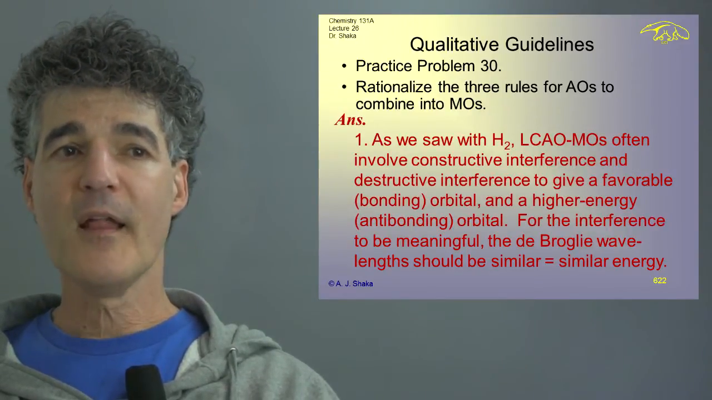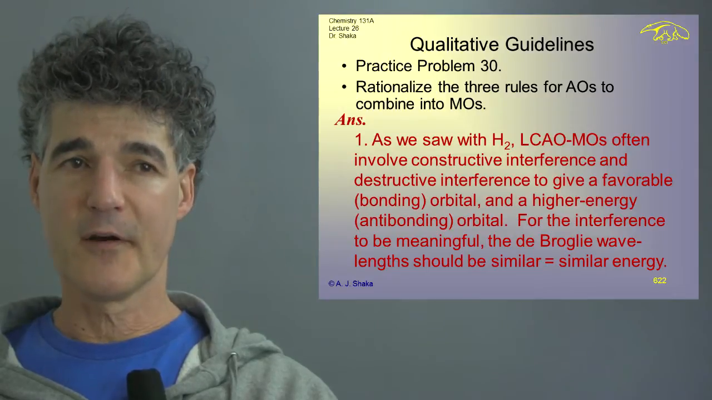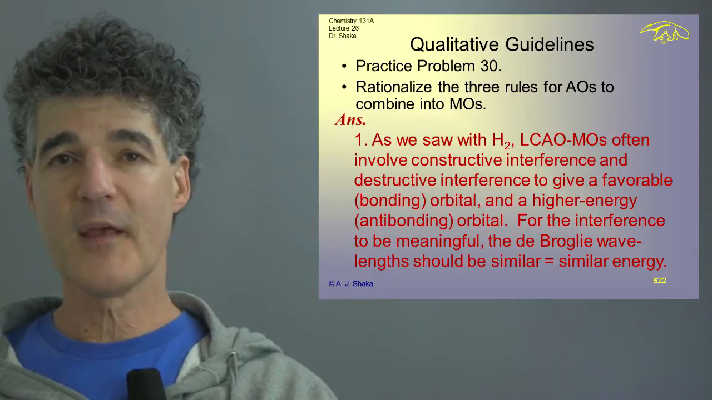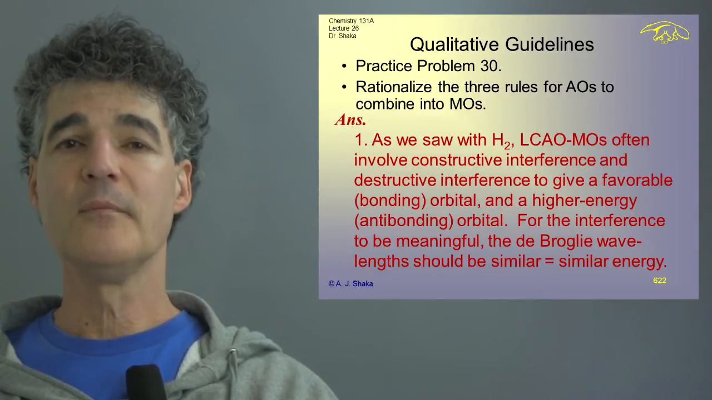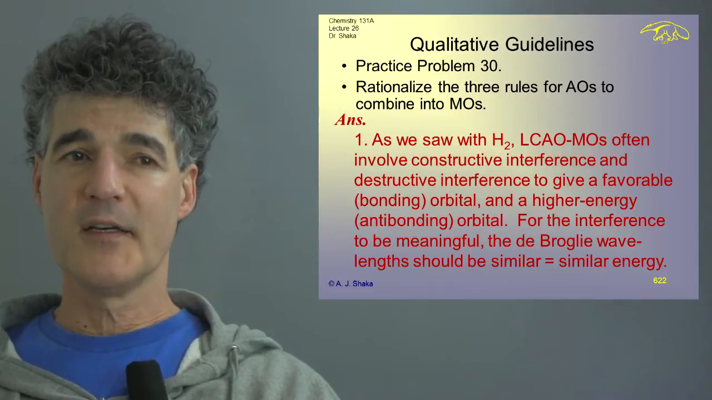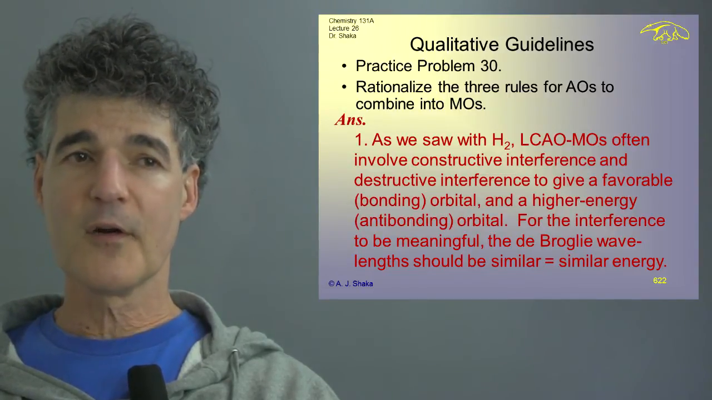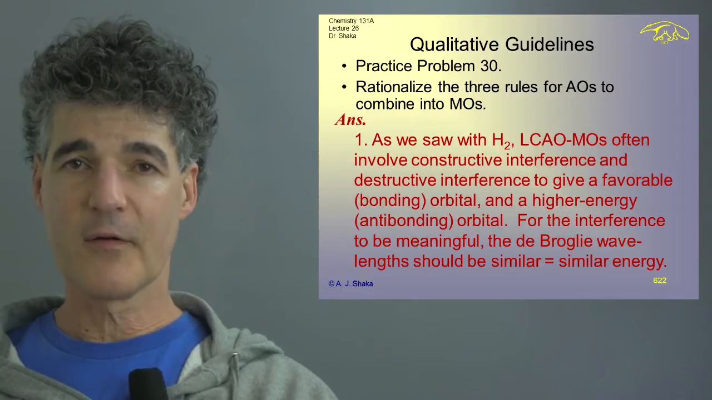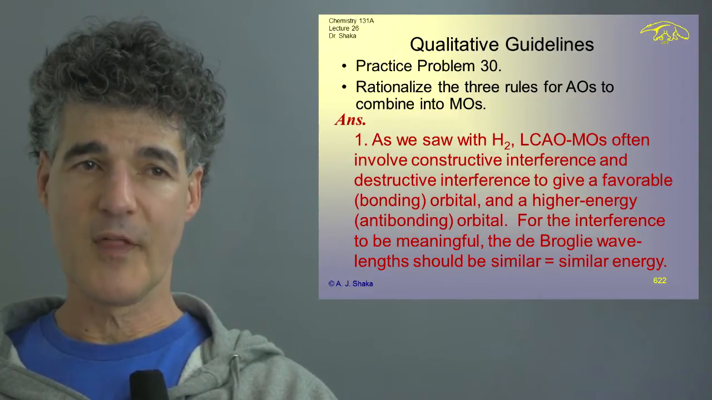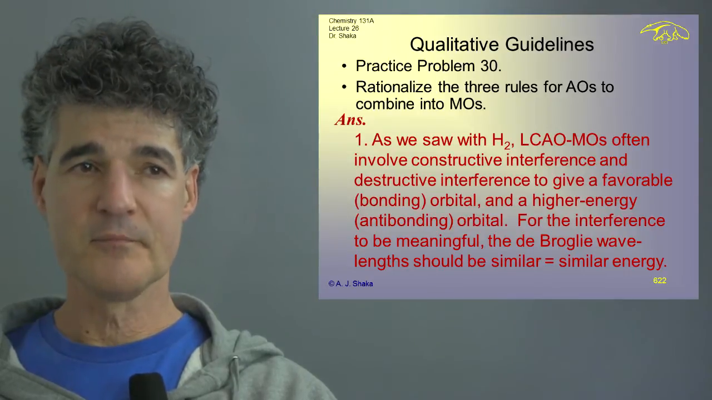Okay, let's do practice problem 30 here and look at these qualitative guidelines. Let's see if they make sense. So here's the assignment. Rationalize the 3 rules for atomic orbitals to combine into molecular orbitals. In other words, explain why they make sense without doing a lot of calculation.